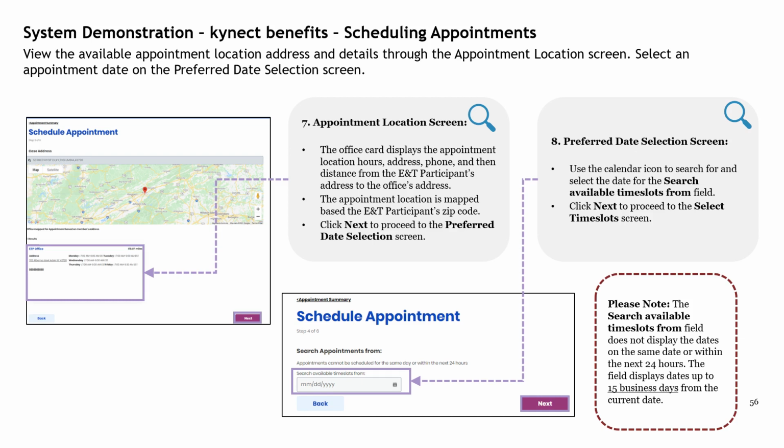On the Preferred Date screen, use the calendar icon to search for and select the preferred date in the Search Available Time Slots From field. Click Next to proceed to the Select Time Slot screen. Please note that the Search Available Time Slots From field does not display dates on the same day or within the next 24 hours. The field displays dates up to 15 business days from the current date.